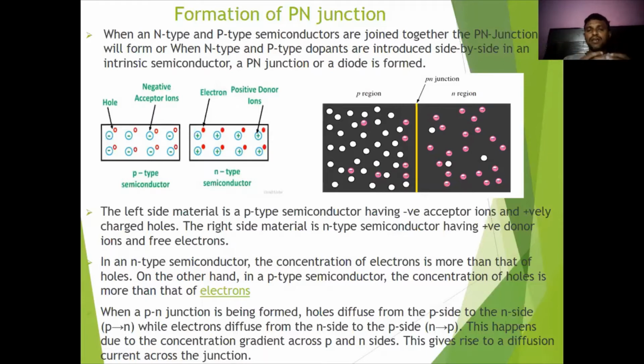Where you are adding trivalent, that becomes the p side, and where you are adding pentavalent, that becomes the n side, so that there will be a formation of a Pn junction in a single crystal. Okay, so that is how you can form a Pn junction.